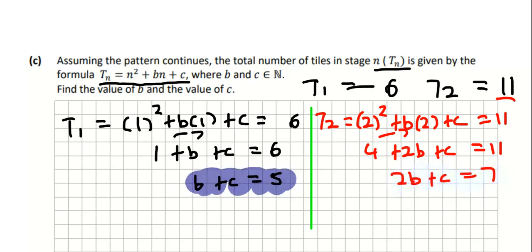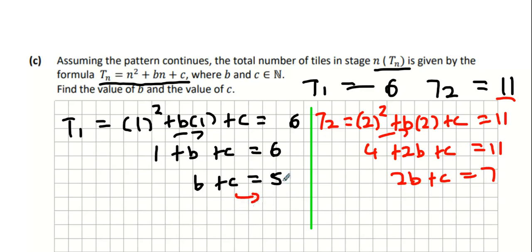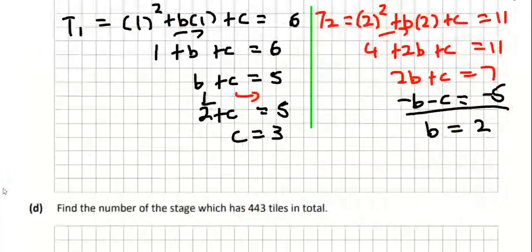Now I'm going to take the black equation, which is this one, and multiply by -1. It's going to turn into minus B minus C equals -5. This means my B value will equal 7 take away 5, which is 2. And because my B value is 2, I can then find out that the C value must be 3. So I found B and C right there.